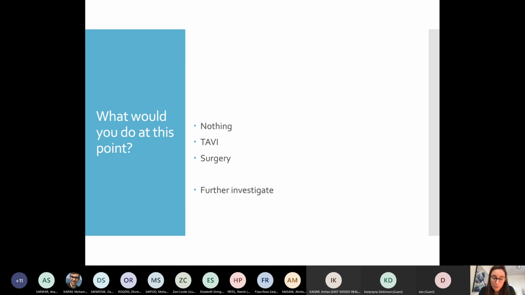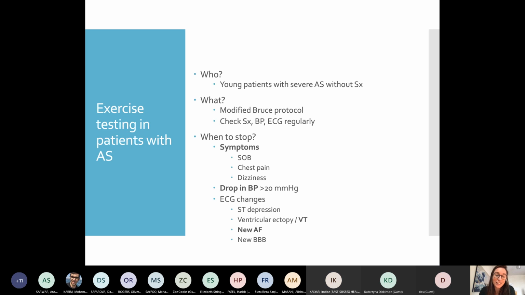So what would people do for Mr. TS? He just gets a bit breathless when he goes up inclines, but he does have severe aortic stenosis. Anyone want to volunteer what they would suggest they would do? Right, no takers, so we'll crack on.